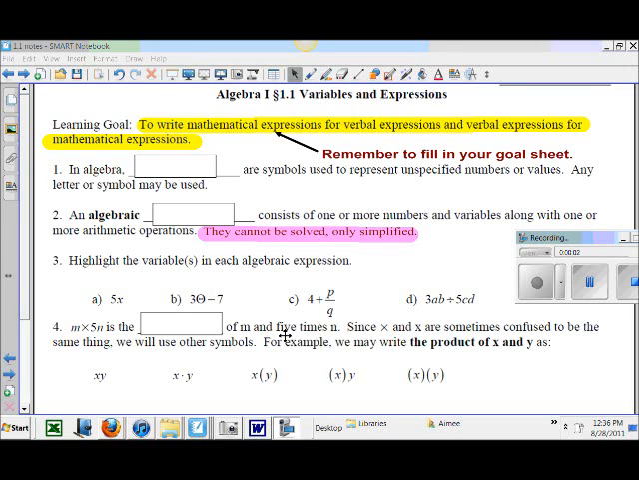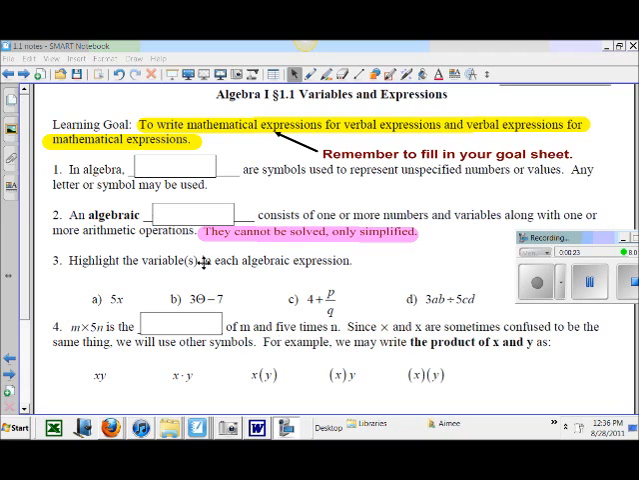This is Algebra 1, Section 1.1, Variables and Expressions. Our learning goal for this section is to write mathematical expressions for verbal expressions and to also write verbal expressions for mathematical expressions. Please remember to fill out your learning goal on your math score sheet. So let us go through some vocabulary.